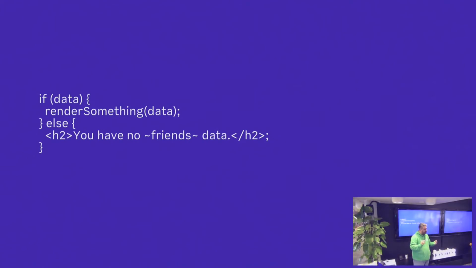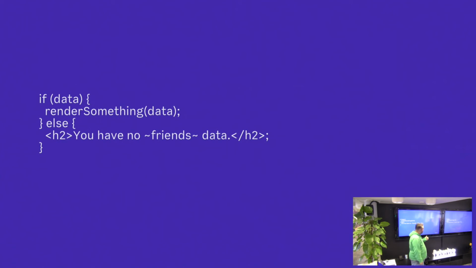So I missed my title here, but this is introducing this idea, right, of this RemoteData from Elm. And this is the problem it solves. So we have this pseudocode. If we've got data, then we render something. Otherwise, like you have no friends or data, right? So you have these often binary decisions.